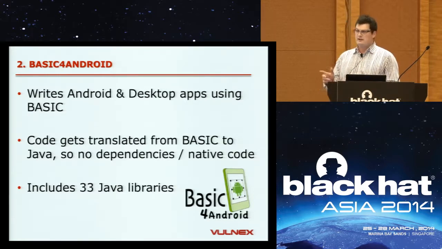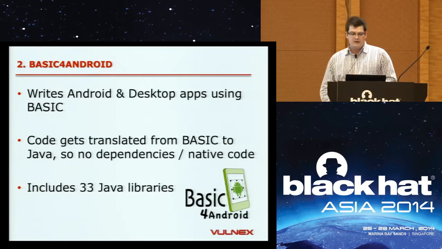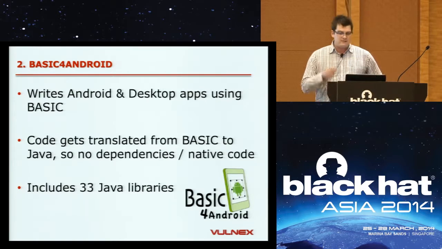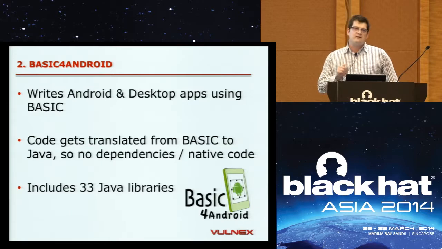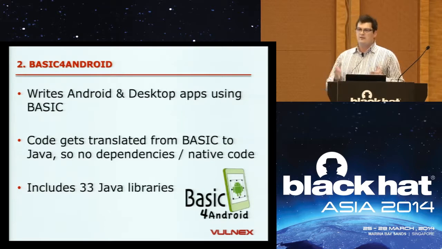We can write a basic application using the basic development framework. We write our application in basic, and it gets translated to Java code. That's kind of nice because now we don't have any dependencies or native code. We will see that with the other frameworks, there are a lot of requirements, native code and libraries, so your application gets a little bigger when you use cross-platform mobile technologies. But when using BASIC for Android, your application is quite small in size, and there's no native code or anything like that.